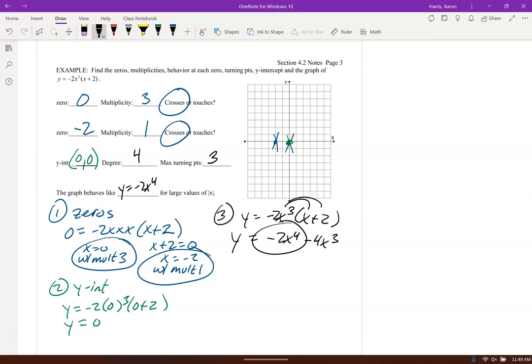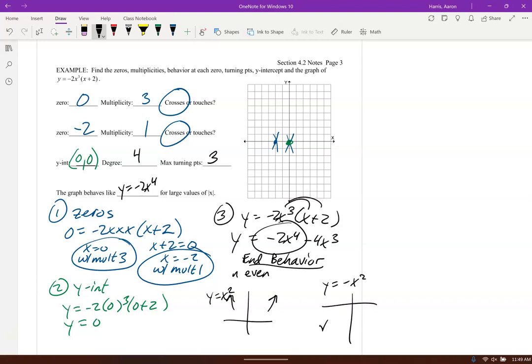But let's talk about the end behavior then. The degree is even. N is even, fourth degree. Does it behave like positive x squared, up to the right, up to the left? Or negative x squared, which goes down to the left, down to the right? Negative x squared, good. Yep, the leading coefficient is negative. So it's like the negative x squared, and it'll go down on both of these.